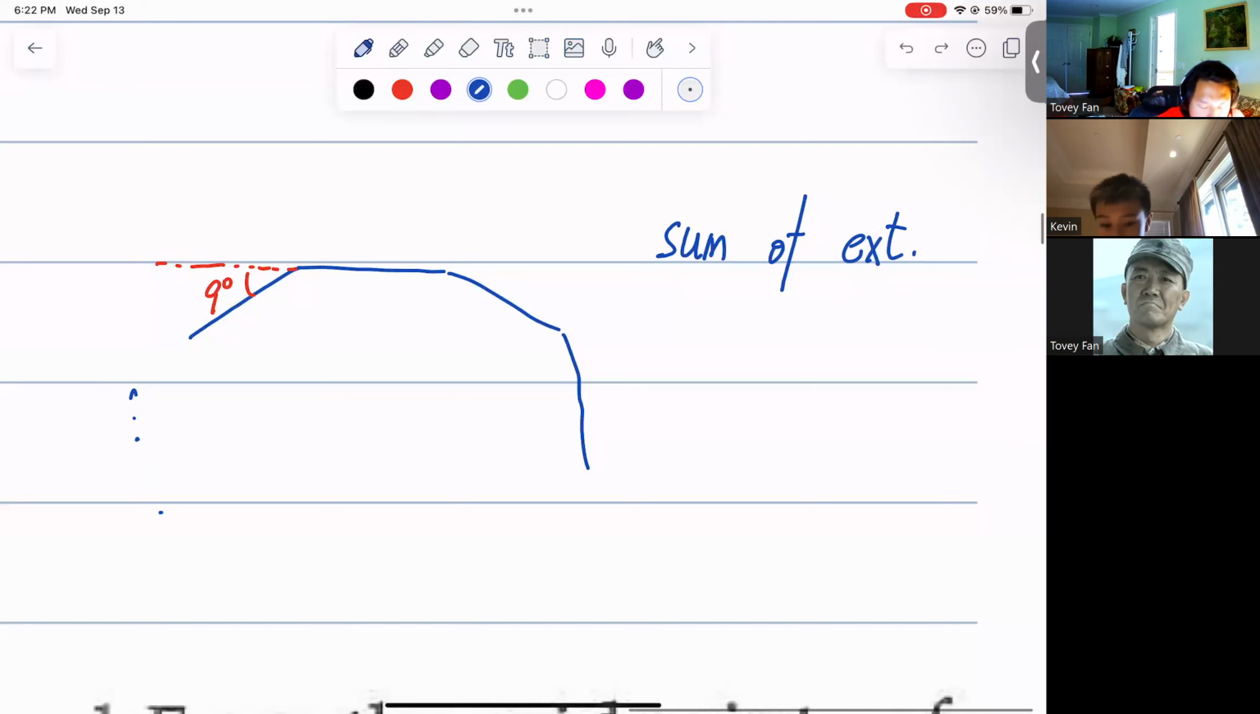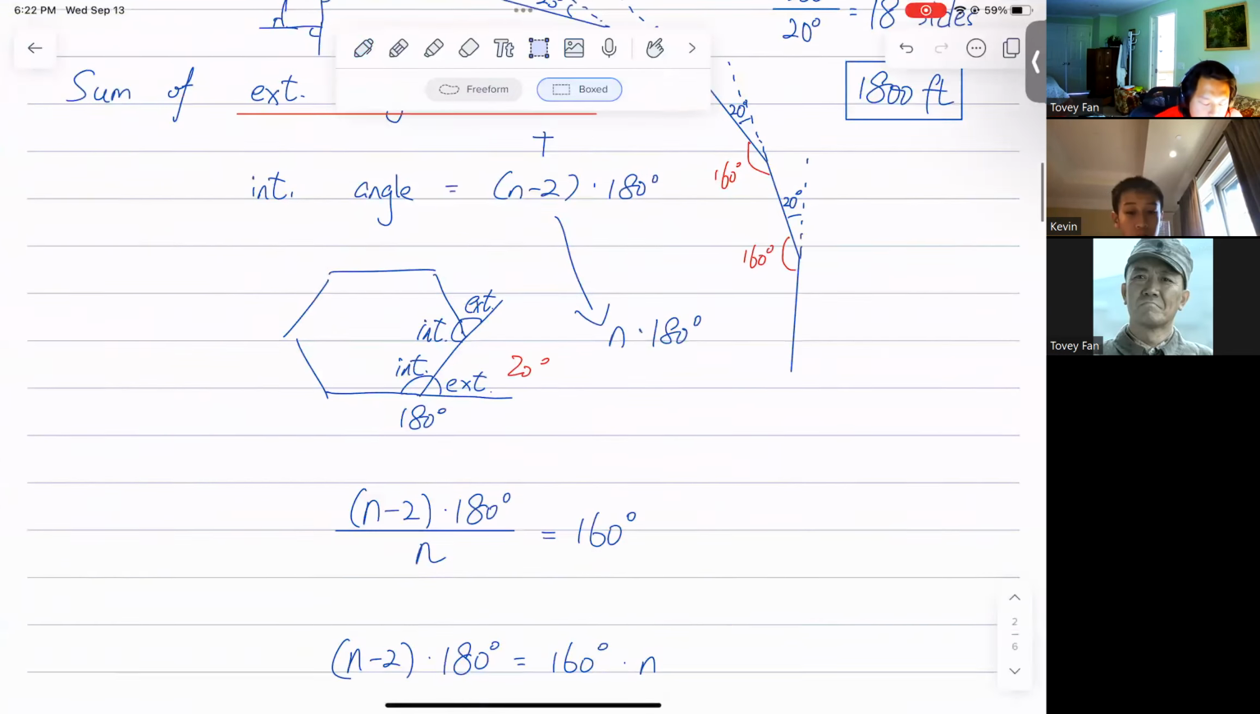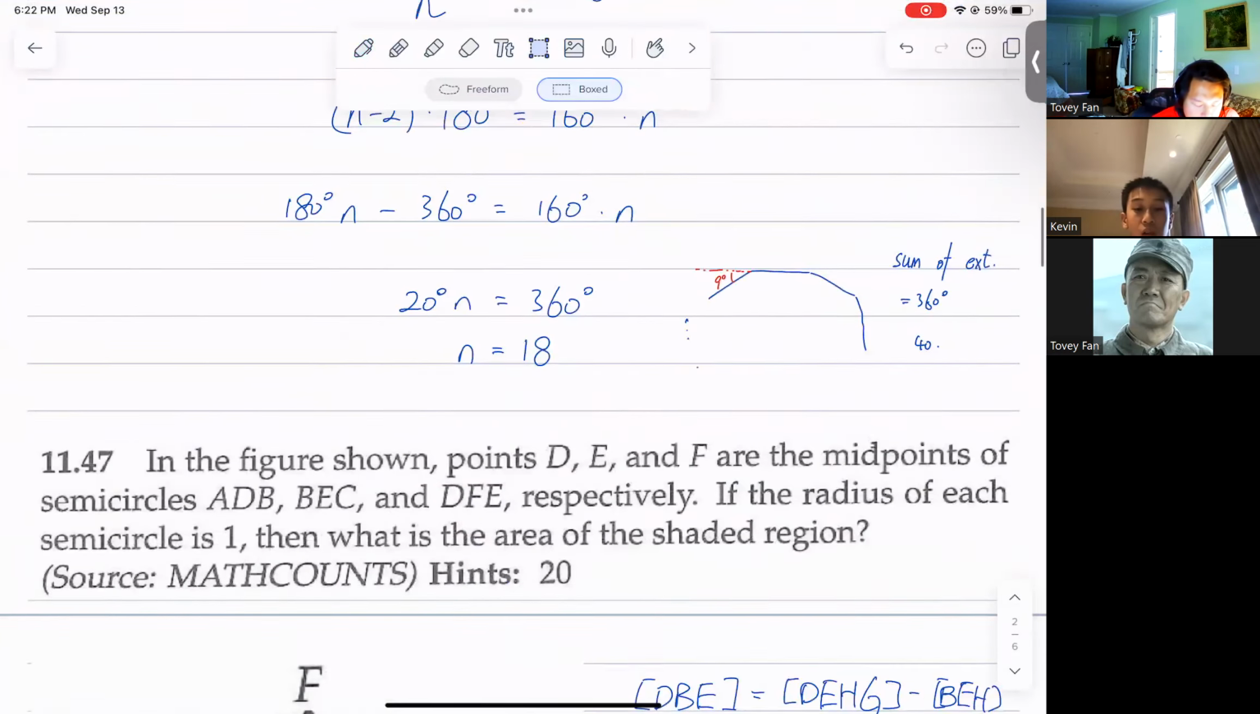360 degrees. Yeah, so 360 degrees divided by 9. So 40 sides, right? Make sense? Remember this: the sum of the exterior angles, 360, divided by the exterior angle is the number of sides.